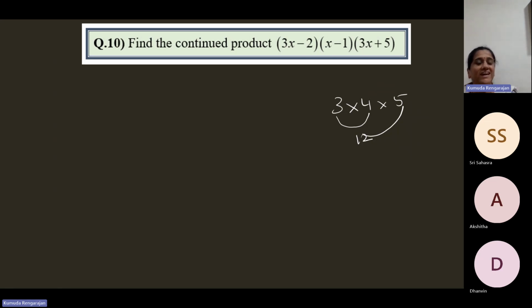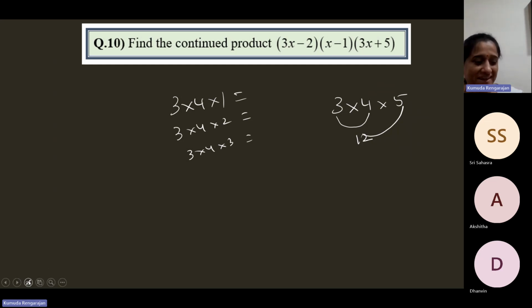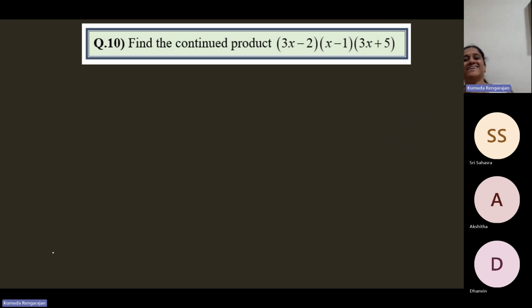We don't know the tables of 3 numbers at a time. 3 into 4 into 5. Like 3 into 4 into 1, 3 into 4 into 2, 3 into 4 into 3. No, we don't. We learn multiplication tables with only two numbers at a time. Right? It would be very complicated, then it will become difficult.